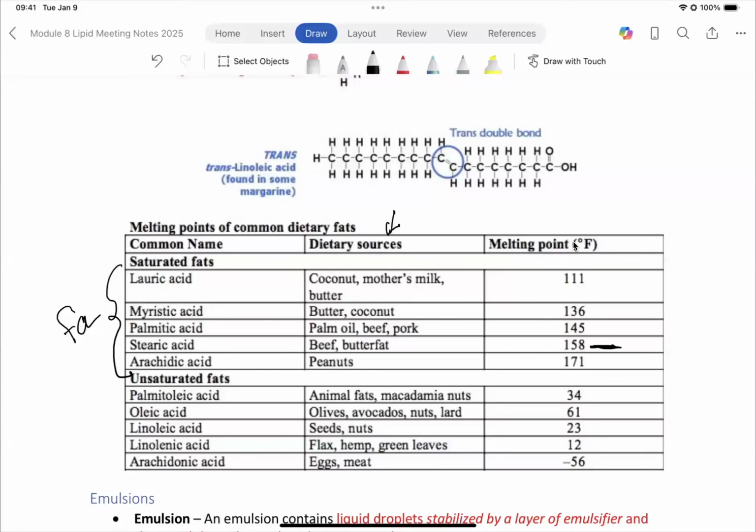Foods that have a lot of fatty acids that are polyunsaturated or unsaturated, right? Like olives, we'll just do olives and avocados right here, have a low melting point.